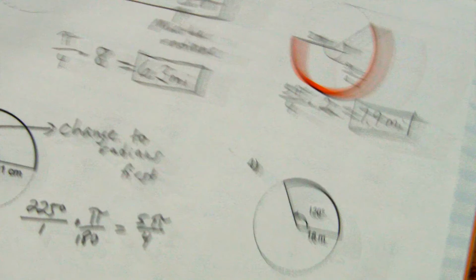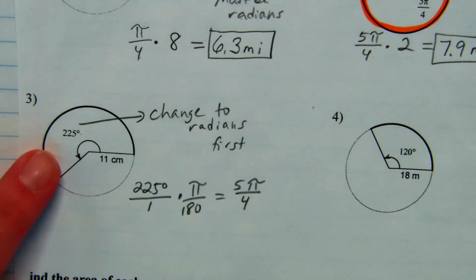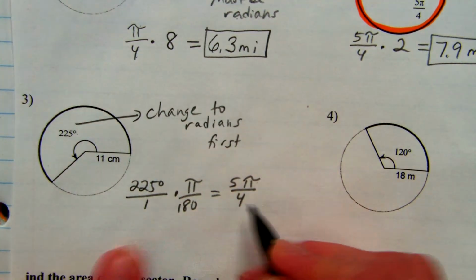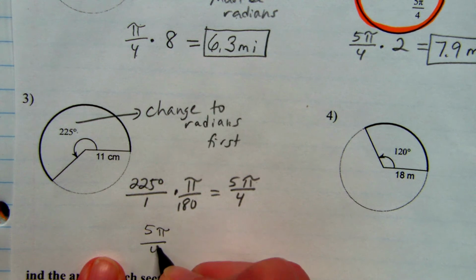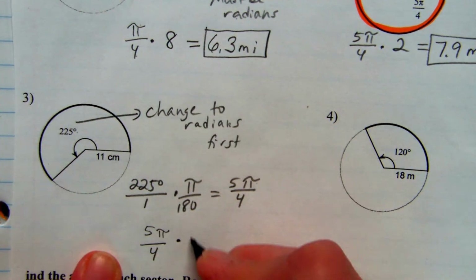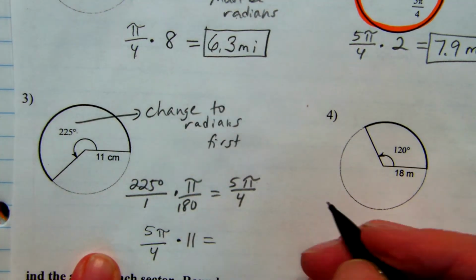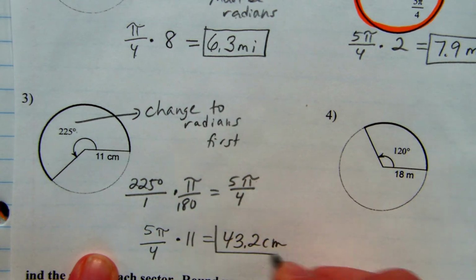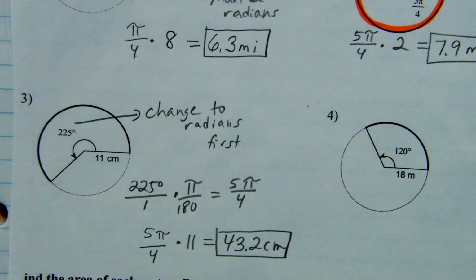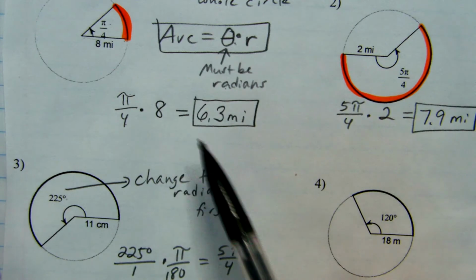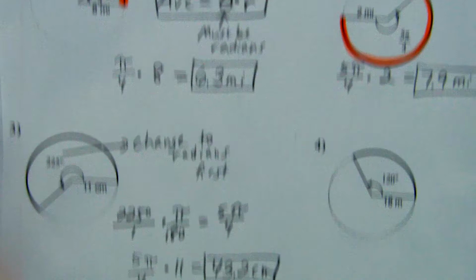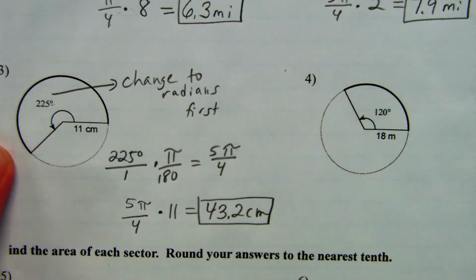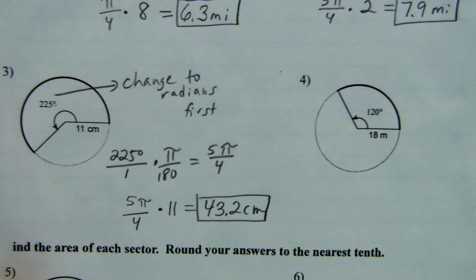However, if this were like a standardized test and they gave this to you, you'd have to do it a little differently. So that's just my angle. And then I'm going to take that times my radius, which is 11, and round it to the nearest tenth, and it comes out 43.2 centimeters. So it's pretty simple on the problems up at the top where you just already have it in radians. You just multiply by the radius. Down here you would have to change the degrees to radians first because the formula requires radians.